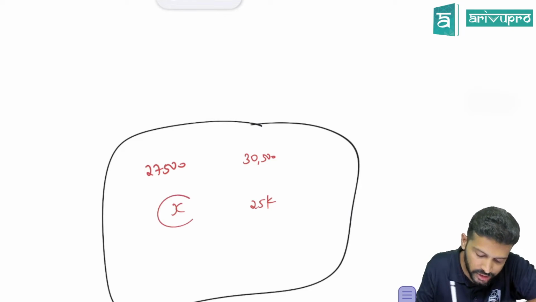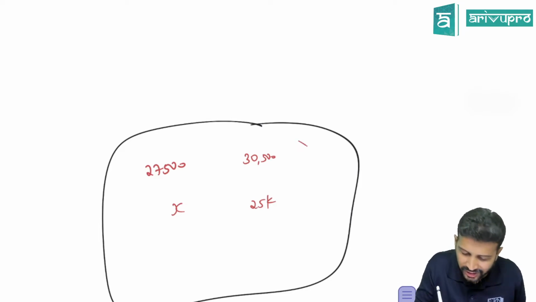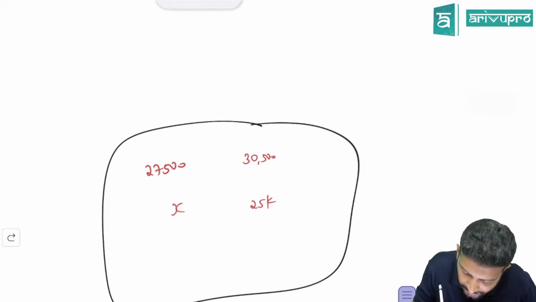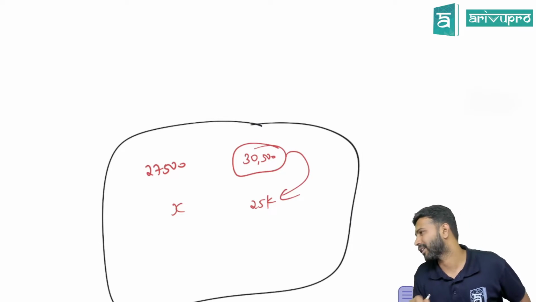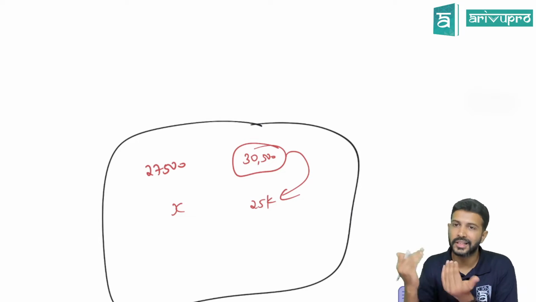So the insurance company will not give the full value, rather they will proportionate it. This is the case of under-insurance. How under-insurance? You should have taken the policy for 30,500, but you took it for 25,000. So you took it for a higher value or a lower value? Lower value. So obviously they will proportionate it.